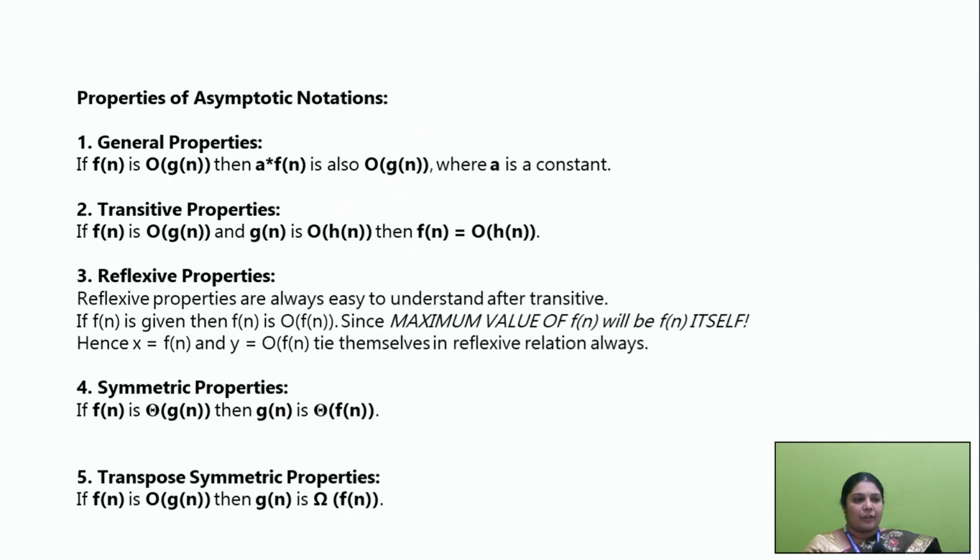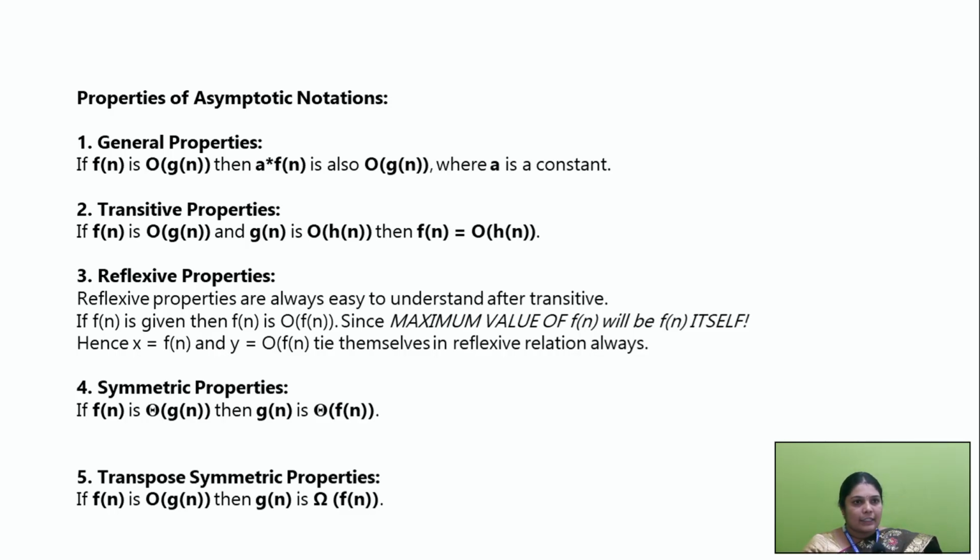Next, final one is properties of asymptotic notation. Here we are using five different types of properties. First one is general property, second one is transitive property, third one is reflexive property, fourth one is symmetric property, fifth one is transpose symmetric property. In general properties, we are always using f of n and g of n. Simply we are adding two things. This is general property where a is a constant in the first property.